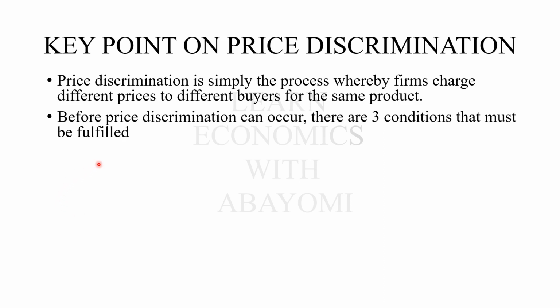Now, before price discrimination can occur, there are three conditions that must be fulfilled. And don't forget that price discrimination can only occur in a monopoly market where there is only a single seller of a particular product. That is when price discrimination can occur. So there are further conditions that must be fulfilled before price discrimination can actually occur.